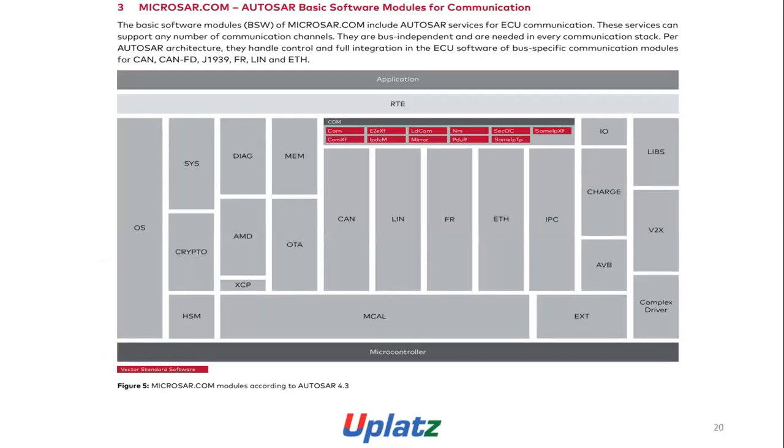MICROSAR.COM, AUTOSAR basic software modules. The BSW modules of MICROSAR.COM include AUTOSAR services for ECU communication. These services can support a number of communication channels. They are bus independent and are needed in every communication stack. Per AUTOSAR architecture, they handle control and full integration in the ECU software of bus specific communication modules for CAN, CAN FD, J1939, FlexRay, LIN, and Ethernet. The MICROSAR module, according to AUTOSAR 4.3, is shown here.